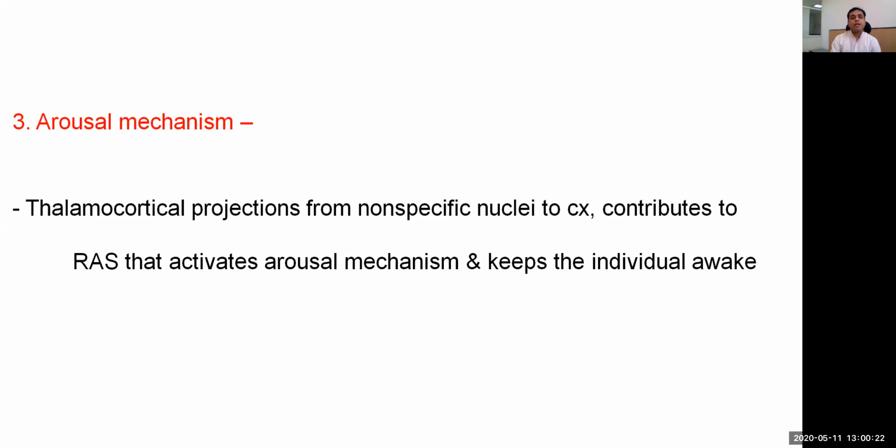Arousal mechanism. Thalamocortical projections from the non-specific nuclei go to the cortex. They contribute to the reticular activating system, which activates the arousal mechanism and helps in keeping the individual awake, and therefore the thalamus is said to have a role in arousal.